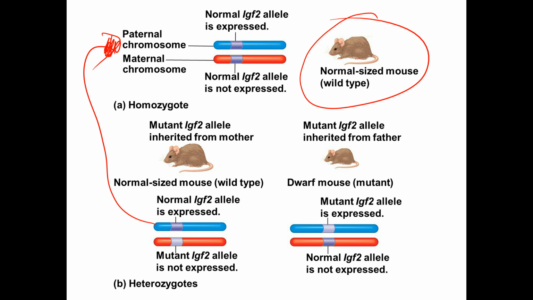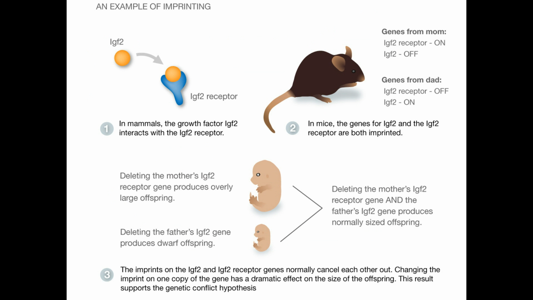If we have a mutant IGF2 allele from the dad, and we have the normal IGF2 allele that's not expressed from the mom, we get a dwarfed mouse. So IGF2 is a growth factor, and it interacts with an IGF2 receptor. So the genes for IGF2 and the receptor are imprinted.